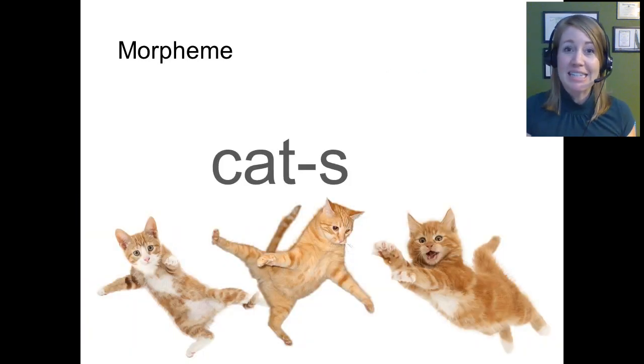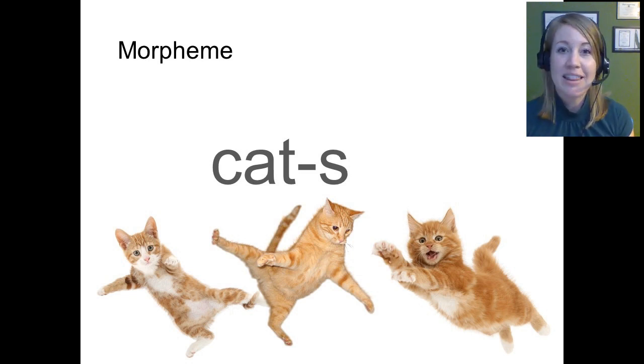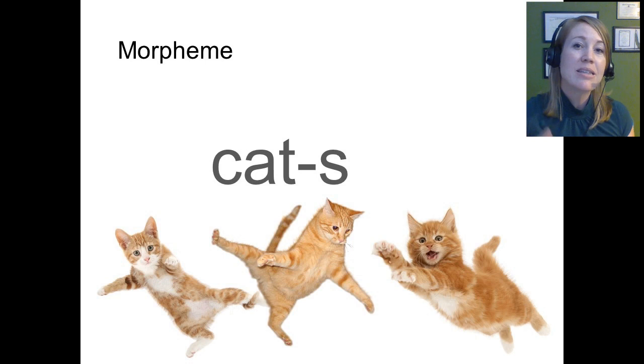We also have cats. Cat here in this word is still a morpheme, but the s in cats is also a morpheme, because now you're no longer thinking of one fluffy little creature, a cat. You're thinking of multiple fluffy little creatures because of the S. So cat is a morpheme, but so is the s in this word, because the plural S makes you think of more of them. So you know that the S has meaning because to you it means more than one.